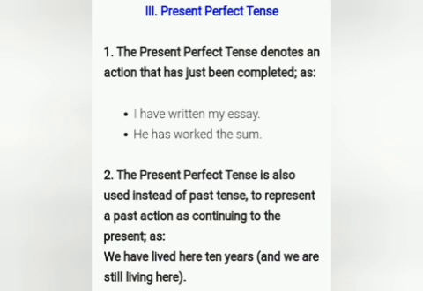Now present perfect can also be used. It is also used when you say something has happened, it has completed, you can say it has finished in the past, and it has a connection in the present, to the present. Like for we have lived here 10 years and we are still living here.